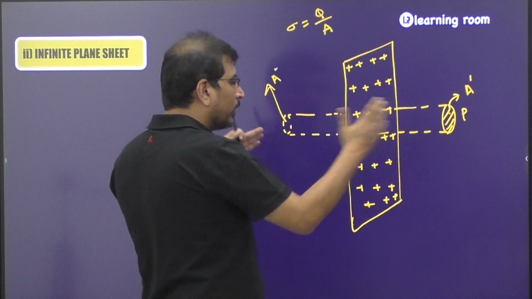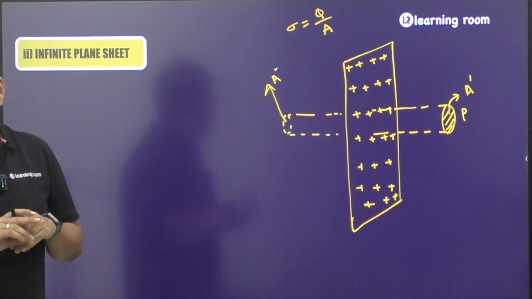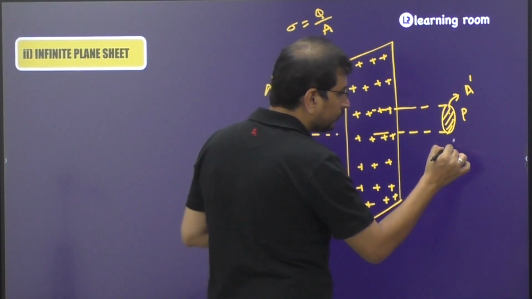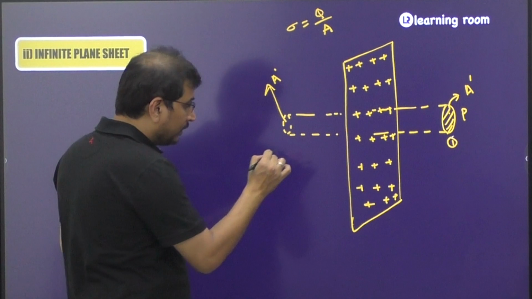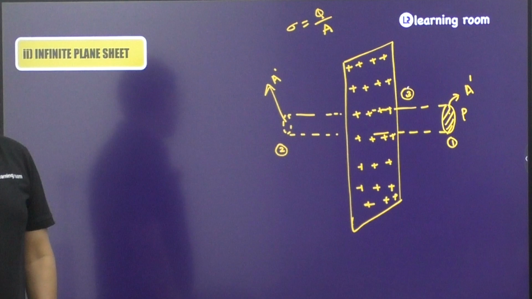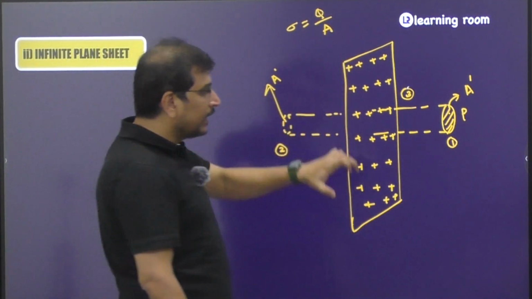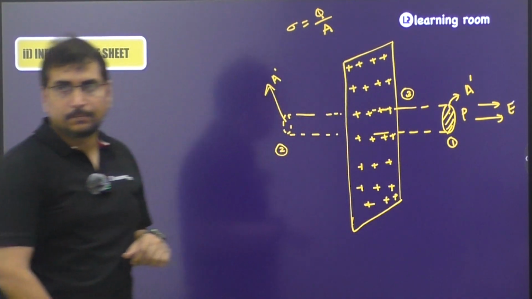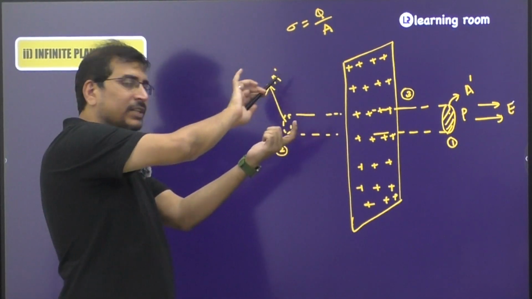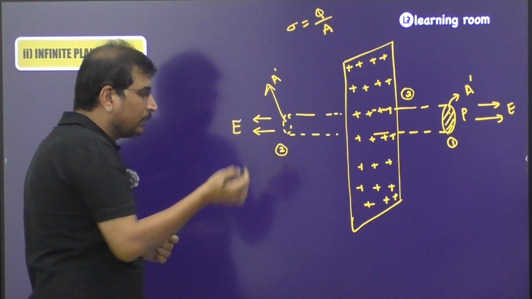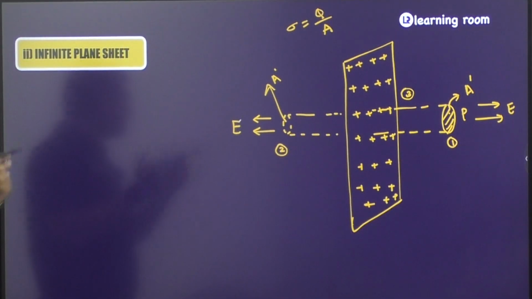Right. Now, if I look at this cylindrical Gaussian surface, how many faces does it have? 3. First flat surface, second flat surface, and the third curved surface. So the electric field due to this positive charge distribution is going to be in this direction. Let me call it as E. Similarly, there is a charge present on the back side of the paper. Due to that, the electric field is going to be in this direction, which will be called the same E, because they both are at the same distance. The magnitude is going to be the same, right?